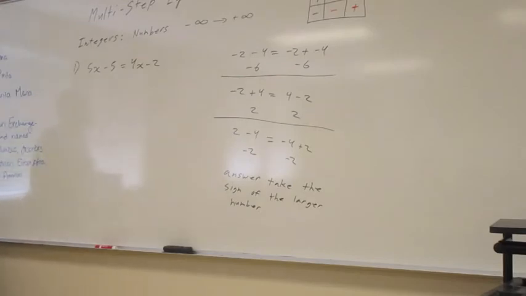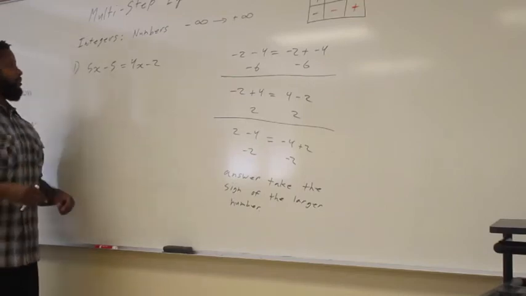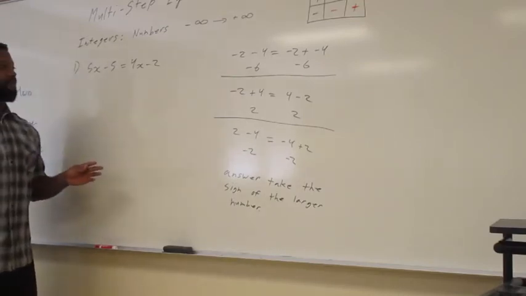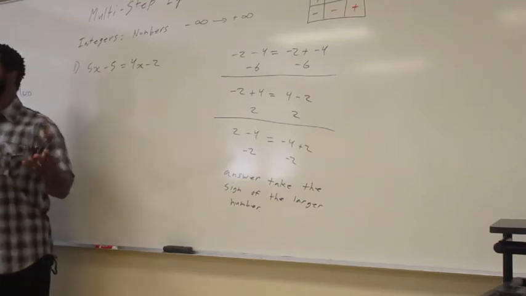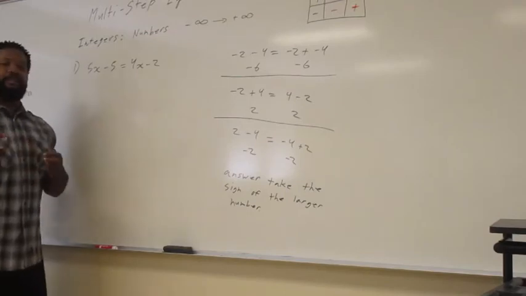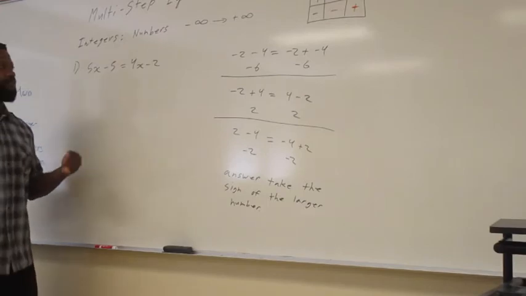So 5x minus 5 equals 4x minus 2. We have a variable on either side of the equal sign. What are we gonna do? Well, it's relatively simple right here. What you do on one side, you must do to the other. So we need to get our variables on one side. What side would you like to get your variables on? I like the variables on the left, because we read from left to right. So let's get our variables to the left side.